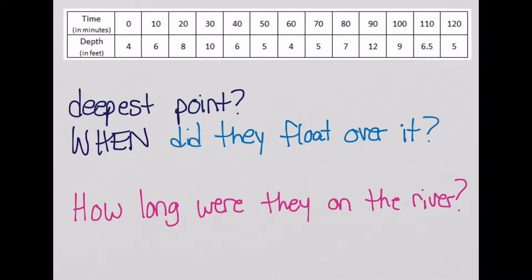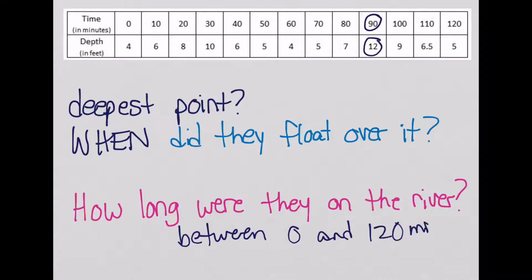Okay, what is the deepest point? Well, it's right here at 12. And when did they float over it? At 90 minutes. Okay, so that's a point in this whole thing, that at 90 minutes they floated over the 12-foot deep part. How long were they on the river? Well, they were on the river for 120 minutes, but I'm going to write it using this favorite word today, between 0 and 120 minutes.